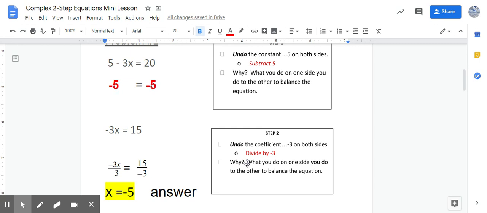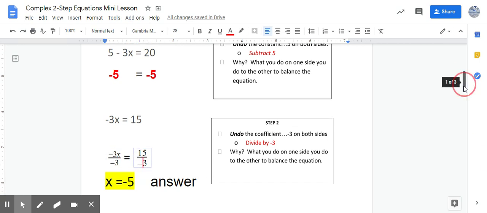In this case, for step 2, we are going to undo the coefficient, which is -3. We know that we see the coefficient and a variable next to one another. That means we're multiplying. So the opposite of multiplying is dividing. So we're going to divide both sides by -3. These two 3's cancel themselves out. We're left with x equals -5 because 15 divided by -3 is -5.